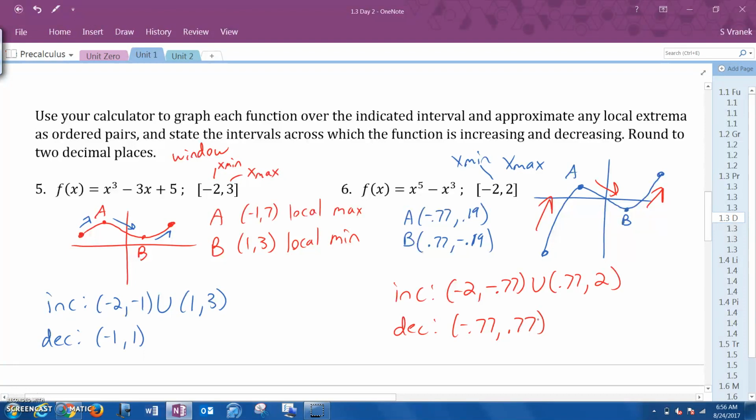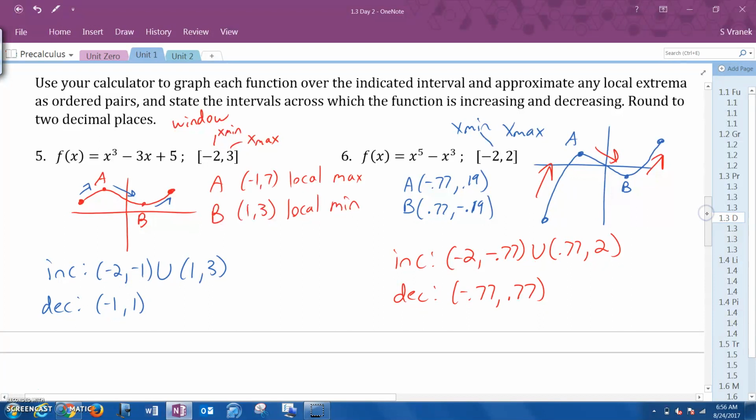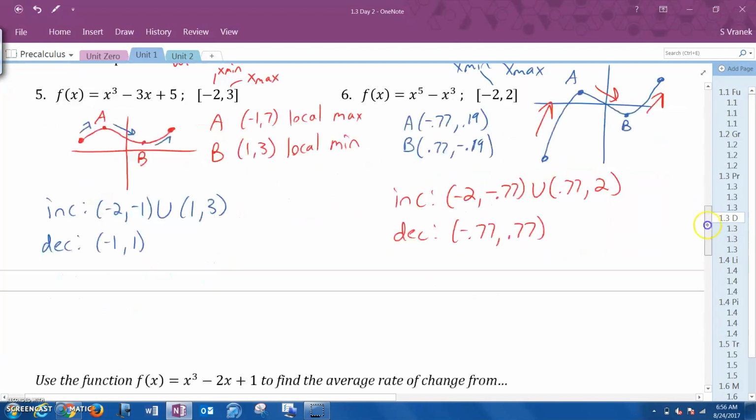So that is doing interval notation with increasing and decreasing, and hopefully, like I said, I will help you out with graphing if you need extra help. I just did not want to do that on this video because I assume you know how to graph by now. But if you don't, come in and get help.